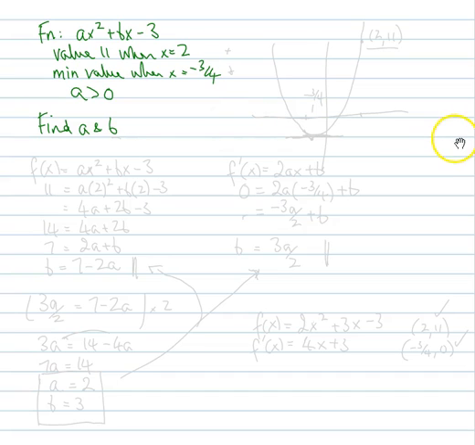Okay, so let's do a little bit of a sketch first, because I always like to do this to see what we're working with. We know the value is 11 when x equals 2, so let's plot the point (2, 11) somewhere up here. And we know that the minimum value is when x equals minus 3/4, so let's say it's somewhere down here. We don't know what the minimum value is, but we know it's there. We also know it's a quadratic function and a is greater than 0, so it's curving up like that.